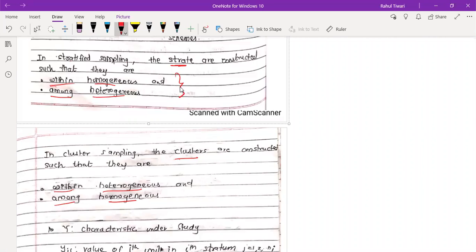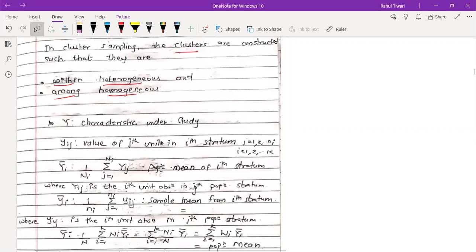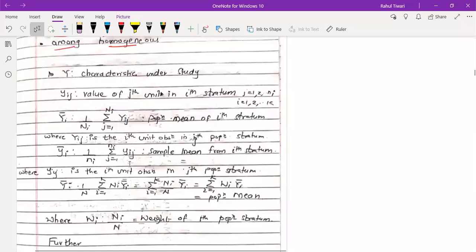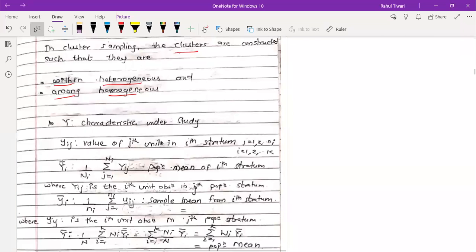Okay, so for a cluster we have within heterogeneous and between or among homogeneous. So that is the thing you can just understand. And then we can go for a little bit, what we have seen, but now thoda sa we have to see in terms of what you call stratified.